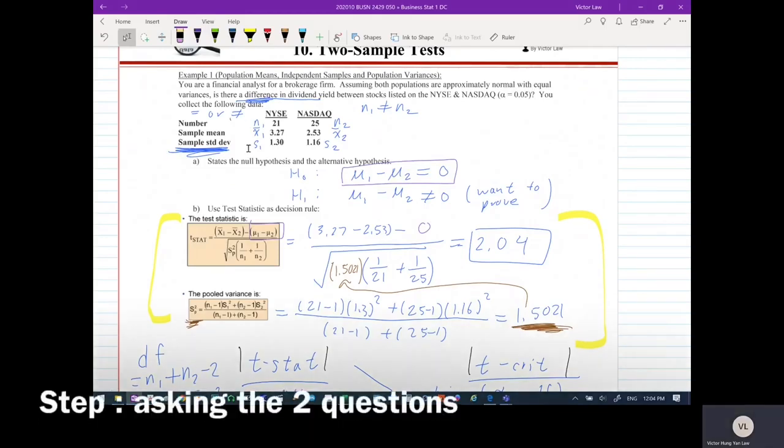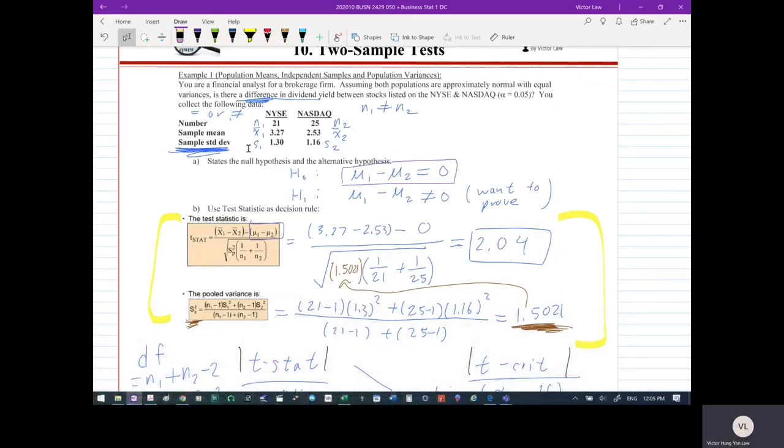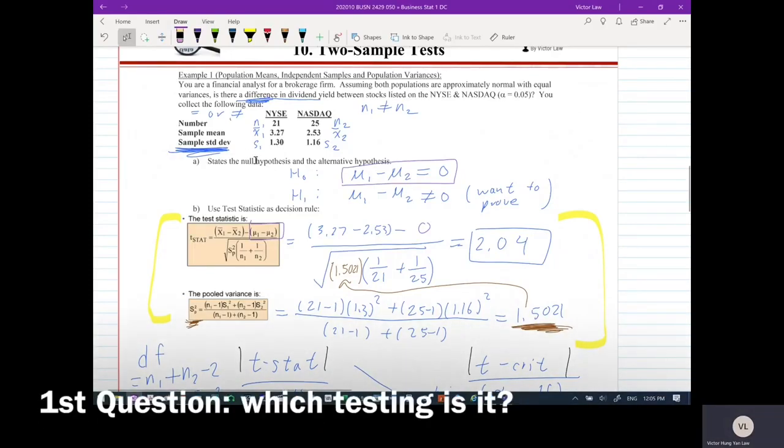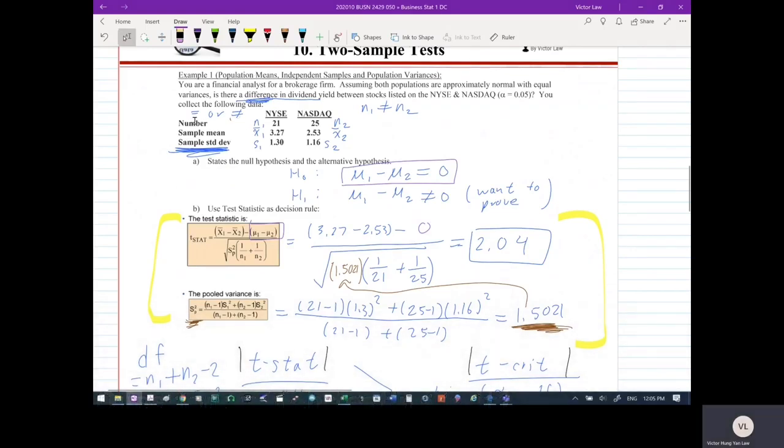In Chapter 10, we ask the same two questions that we asked in Chapter 9. The first question is, which testing are you dealing with? We know because we're looking for the word difference here. Difference means that we're looking for two tails, equal or not equal. Are they the same or are they not the same? That's why we know this is two-tail testing.